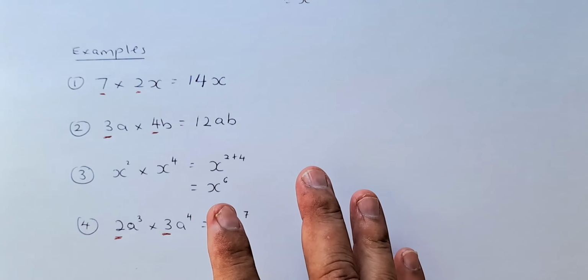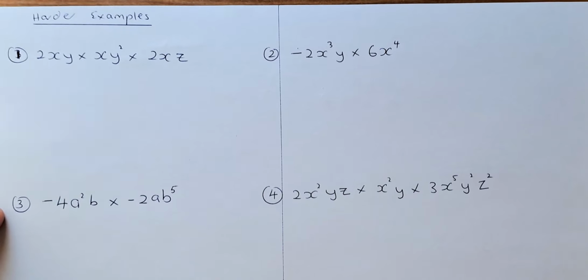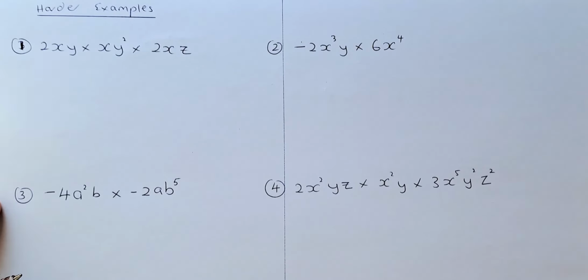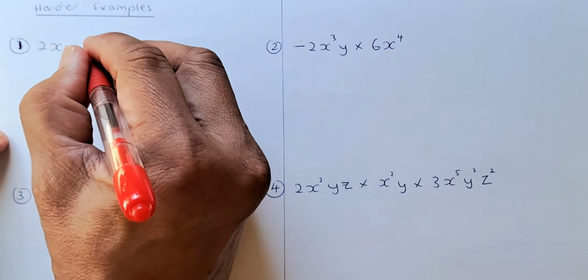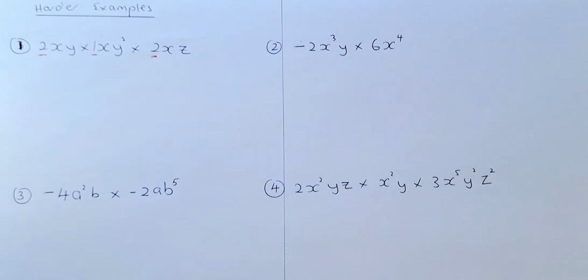Now we'll do more challenging questions, and they look like this. Okay, how are the examples? So the first example is 2xy multiplied by xy squared multiplied by 2xz. So again, the first step, you multiply the numbers. There's no number here, so it is 1. So 2 times 1 times 2, you're going to get 4.